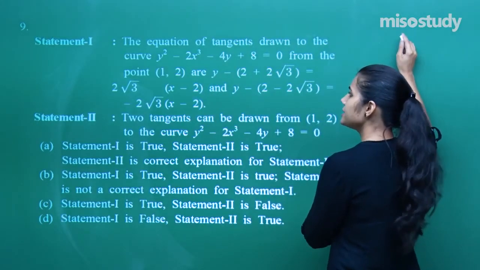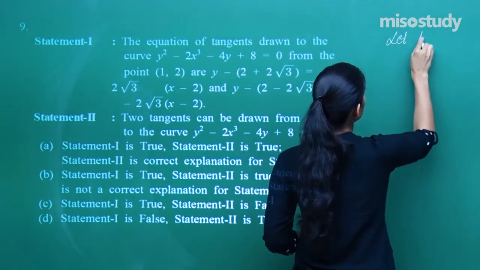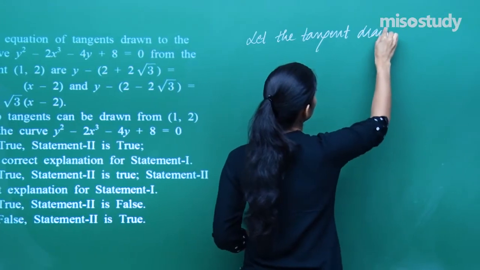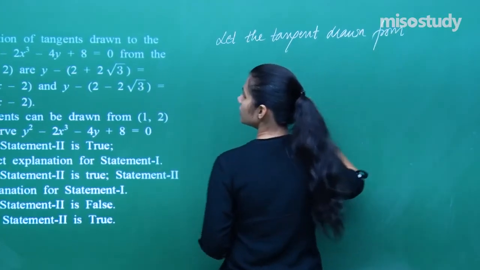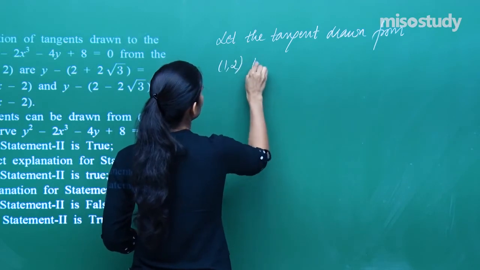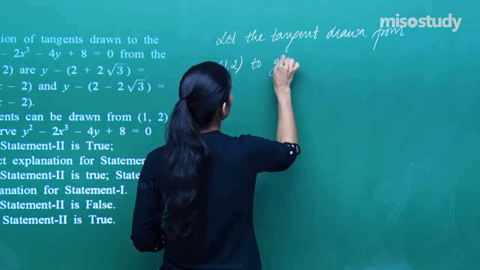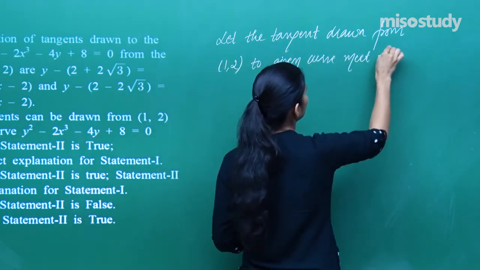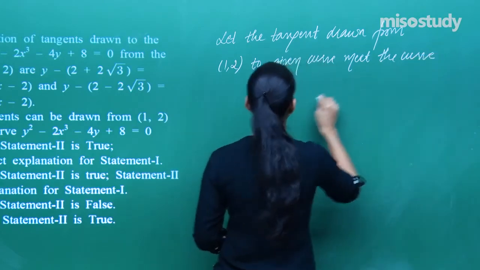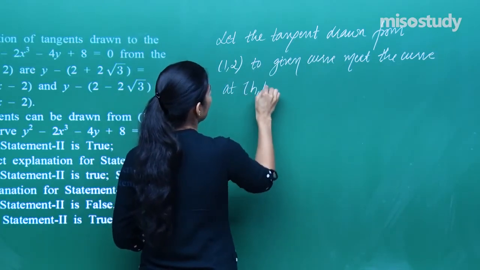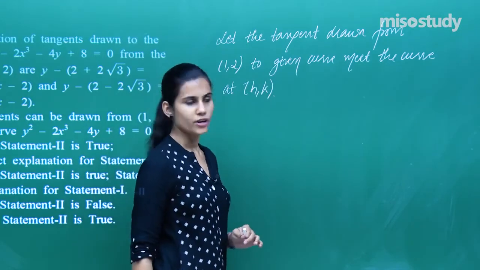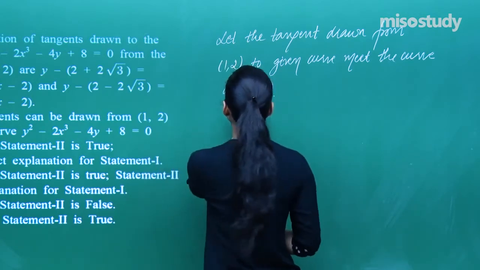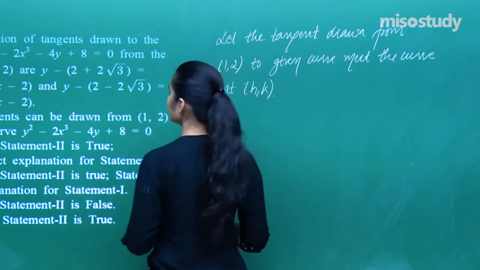Okay, so I am saying that let the tangent drawn from 1, 2 to this given curve meet the curve at h comma k. Suppose the point of tangency is h comma k basically is what I am trying to say. In that case, what is the equation of tangent which is drawn at the point h comma k to this curve? For that I need the derivative.